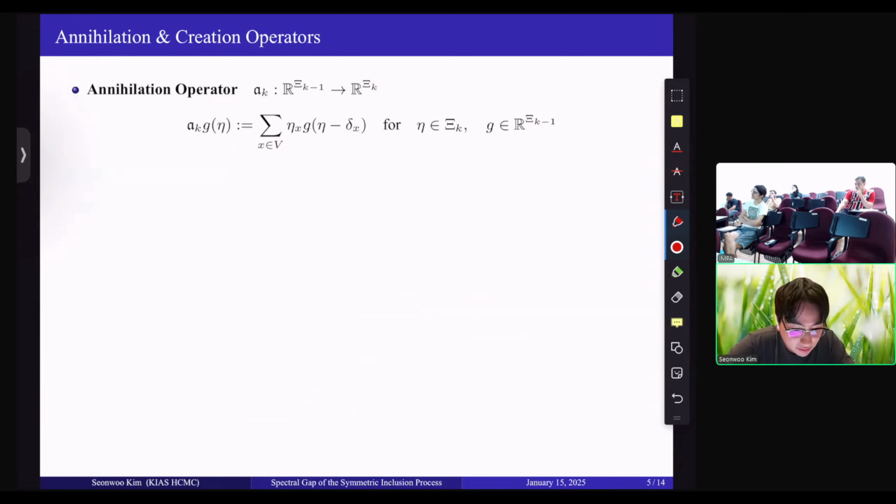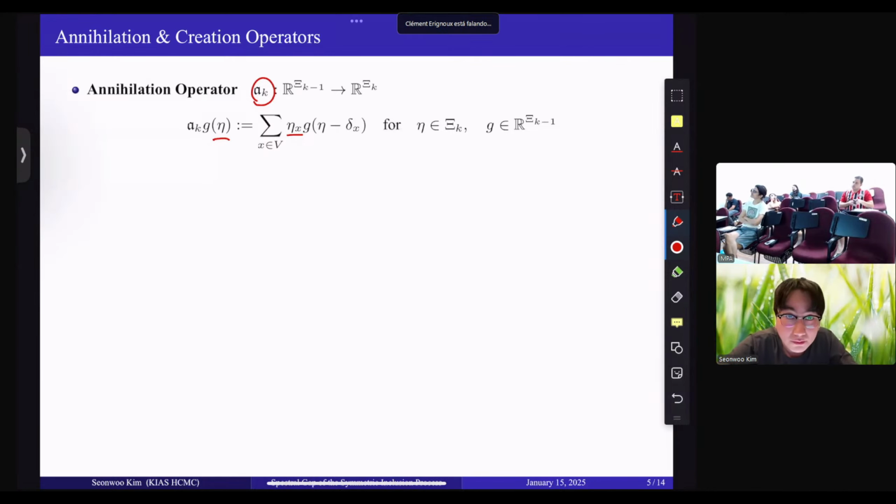A simple sketch of the proof is as follows. First we define the natural annihilation operator. This is the operator A_k going from the function space of k-1 particles to k, such that if you evaluate it at some configuration eta with k particles, it's easier to see in this way: normalized by 1/k, we pick each particle uniformly at random, remove the particle, evaluate the given function g on the resulting k-1 configuration, and take the average.